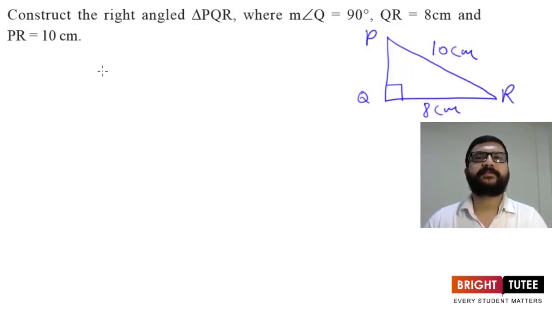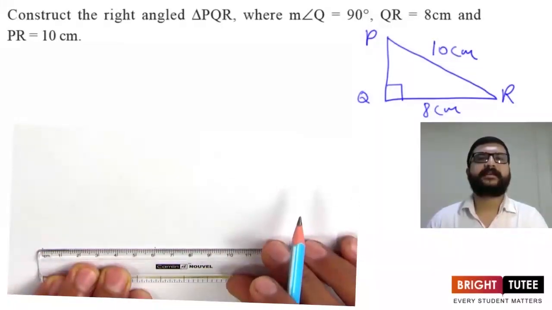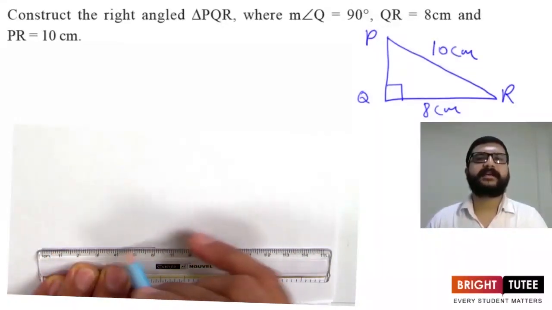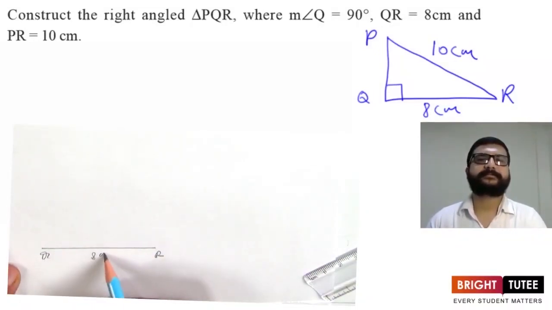So this time the first step is to draw a line segment QR of length 8 centimeters. So let's say here is the length. So let's say this is the line segment QR of length 8 centimeters.